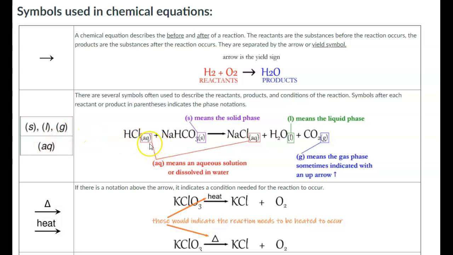your substance is in. So AQ in parentheses stands for aqueous, which means that it's been dissolved in water. S in parentheses means it's in the solid state, L would be liquid state, and G would be in the gaseous state. You might also see an up arrow to represent the gas. If you see a triangle or the word heat above the arrow in a reaction, it means that heat is needed for the reaction to occur.